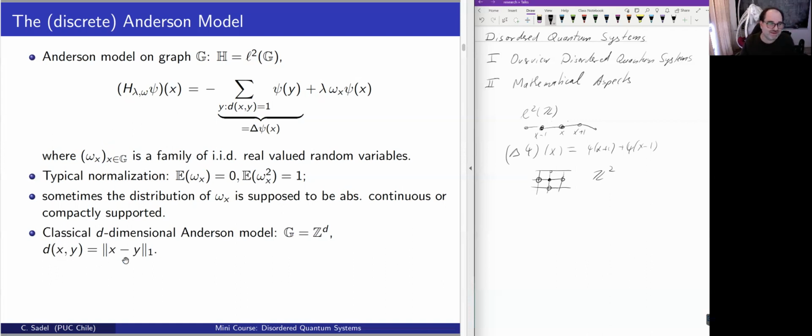Yeah, and okay, in the classical d-dimensional Anderson model, we have the graph Zd, and the graph distance in Zd is the 1 norm, right? So the number of edges you need in order to travel from one point to another is the 1 norm.